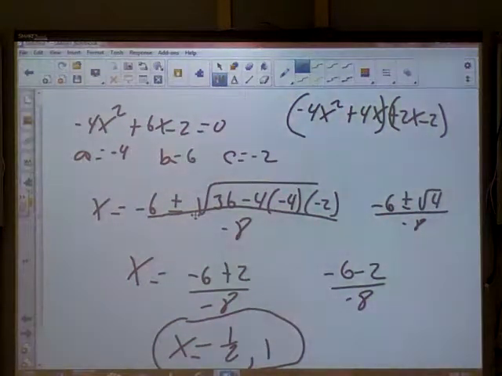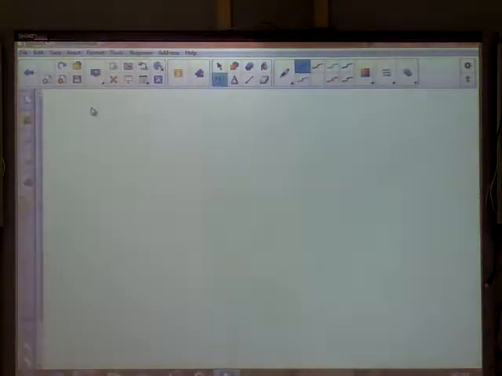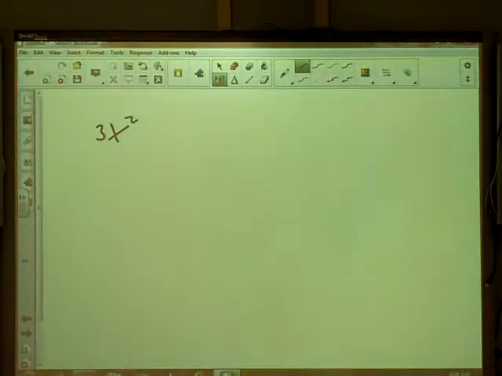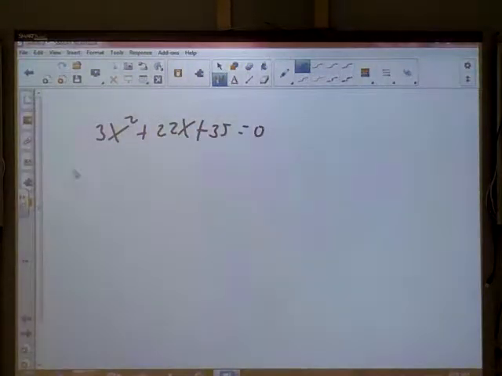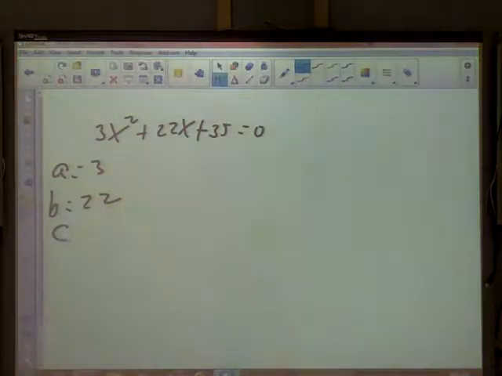I did on number 4, I did quadratic formula again. So I'm just going to keep rolling with what I did when I worked it out. At 3x squared, I had to move that negative 35 over. 3x squared plus 22x plus 35 equals 0. So my A is 3, B is 22, C is 35. That's some bigger numbers this time.